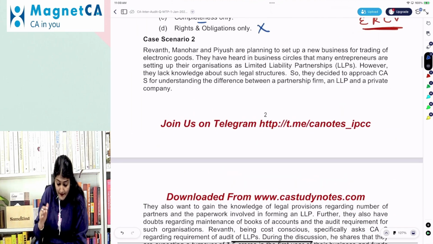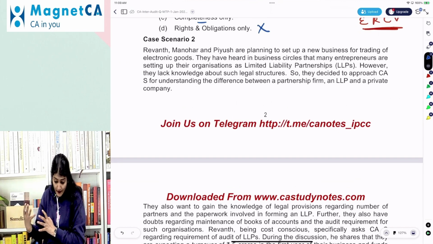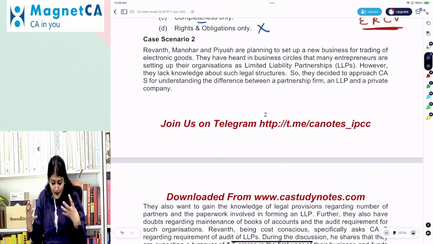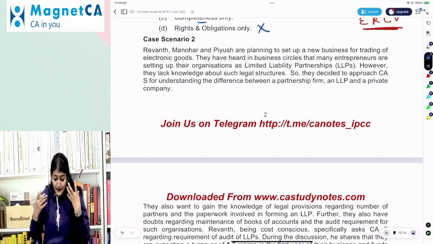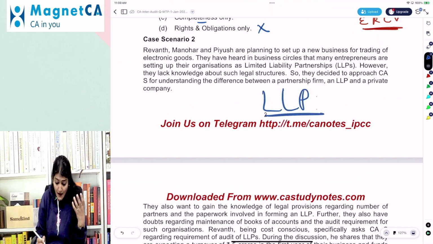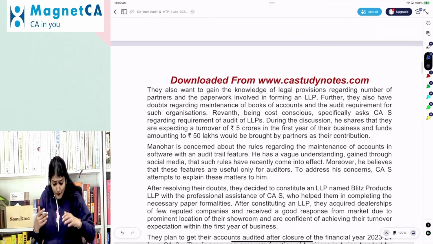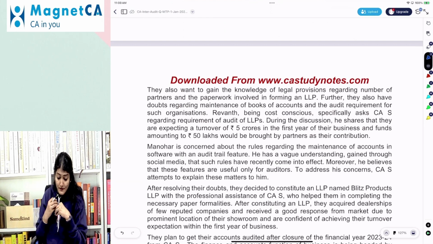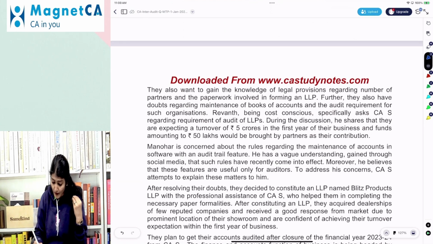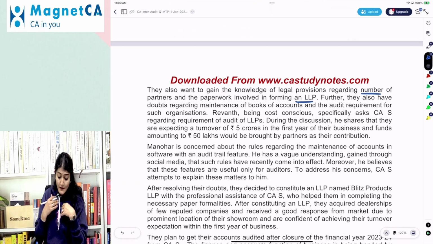Okay. Now, case scenario 2. Raven, Manohar, and Piyush are planning to set up a new business for trading of electronic goods. They have heard in business circles that many entrepreneurs are setting up their organization as LLP. However, they lack knowledge about such legal structure. So they decided to approach CAS for understanding the difference between a partnership firm, an LLP, and a private company. They also want to gain knowledge of the legal provisions regarding number of partners, paperwork involved in the forming of an LLP. Further, they also have doubts regarding maintenance of books of account and audit requirement for such organization.